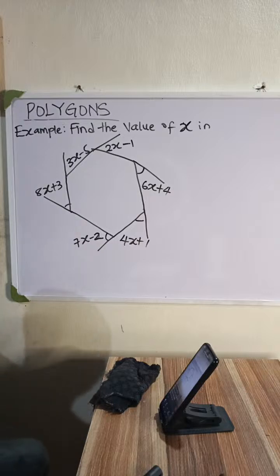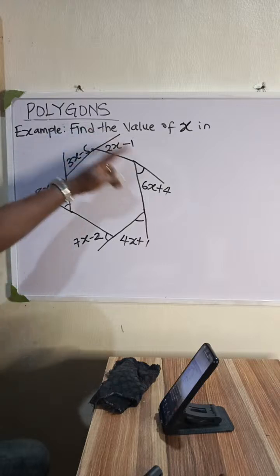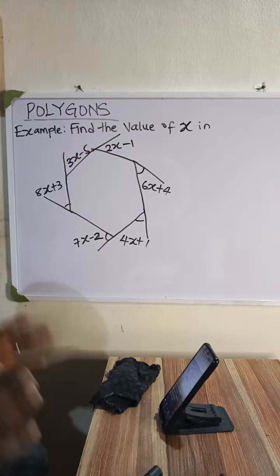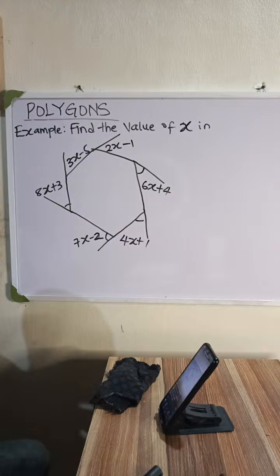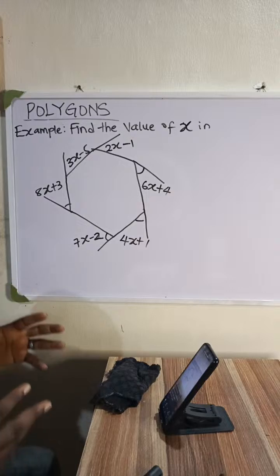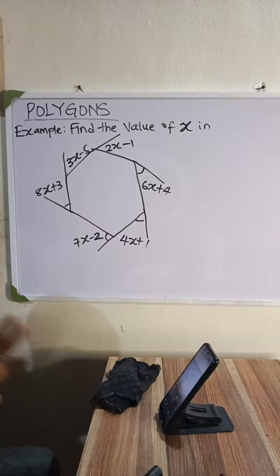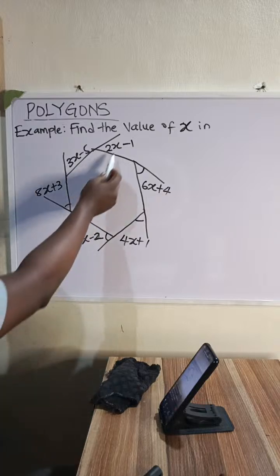So we know that the sum of all the exterior angles of a polygon, no matter the type of polygon, is equal to 360 degrees. It's not like the interior angles, where the sum changes with the number of sides. For the exterior angles, the sum remains the same. So let's start from here.